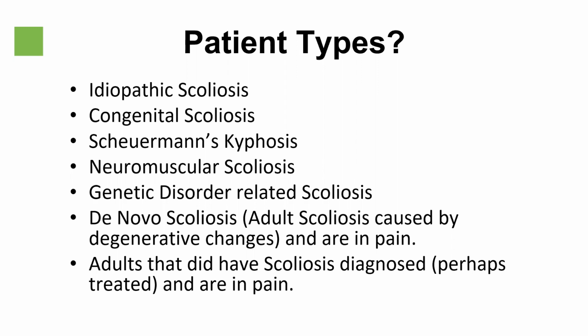And then adults that did have scoliosis diagnosed when they were younger, perhaps were even treated with a brace, now in adulthood are back with a little bit of pain. Notice the idea of an adult's compliance all revolves around pain with any regard to brace usage. So that's our patient types.